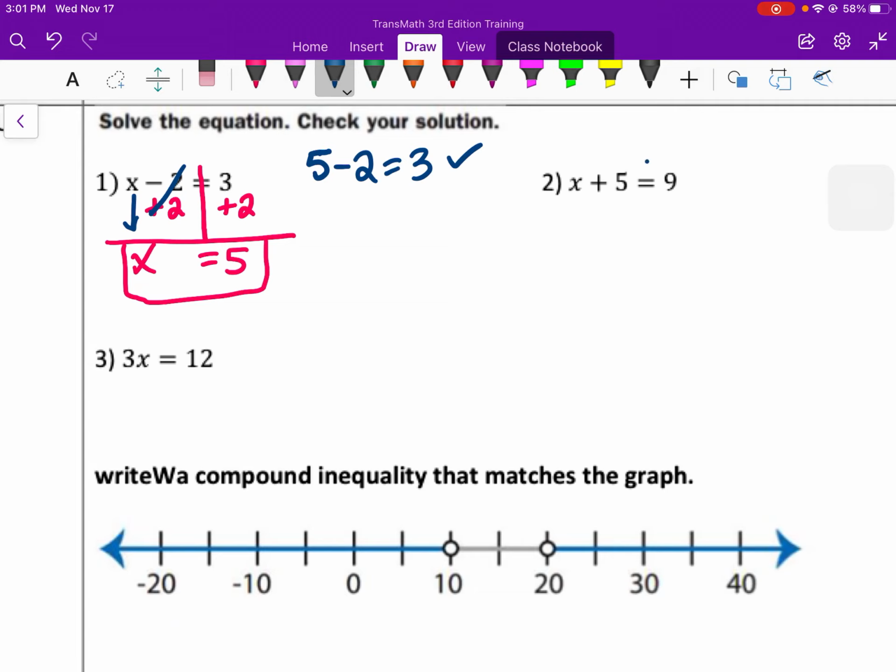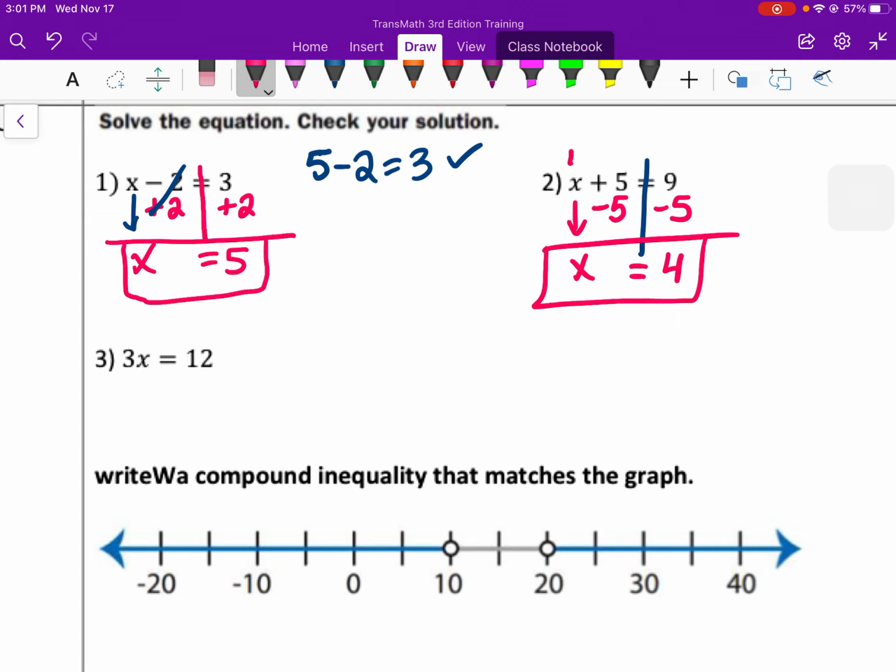Number 2, x plus 5 is equal to 9. Similar to the last one, but this time we have a plus 5. The inverse operation of adding, or the opposite of positive 5, is negative 5. So I'm going to subtract 5, doing that to both sides. On the left, I'm going to be left with just my x. 5 minus 5 is 0, equals 9 minus 5 is 4. So x equals 4. If I check that, 4 plus 5 does equal 9.